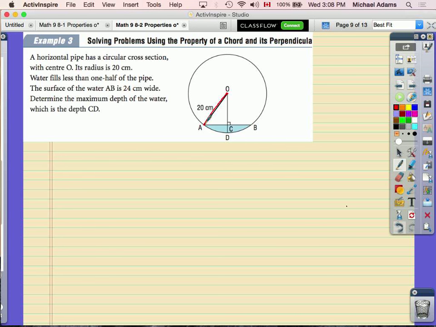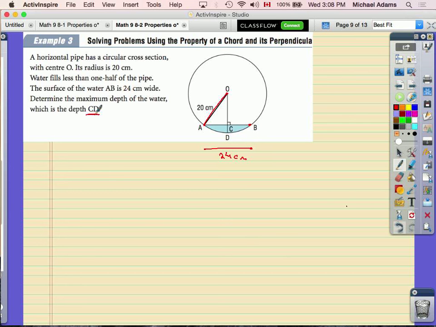Water fills less than half of the pipe. The surface of the water, AB, is 24 centimeters wide. So it's here in blue. Well, that represents the water. Okay, so it fills less than half of it. The surface of the water is 24 centimeters wide. So here's the surface of the water. So from here to here, well, we're told that it is 24 centimeters. So that means line AB is 24 centimeters. Determine the maximum depth of the water, which is CD.